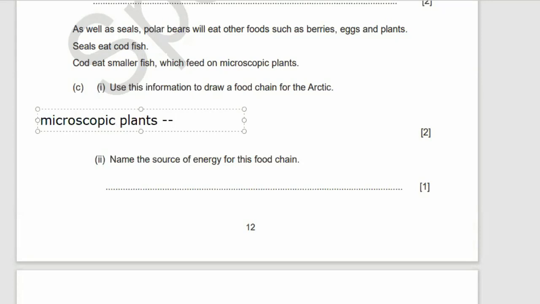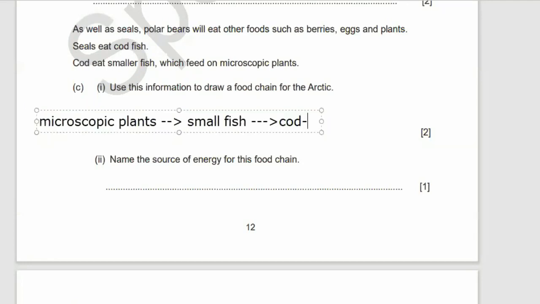A common mistake is to start with the top predator. You always start your food chain with the producer. And what eats the microscopic plants? We've got the small fish, which it tells us in the writing there. And then what eats the small fish? Well, it tells us cod eat small fish. You can see that right here. Cod eat small fish. The small fish feed on the plants. So we've got the plants, we've got the small fish. Our next one is cod.